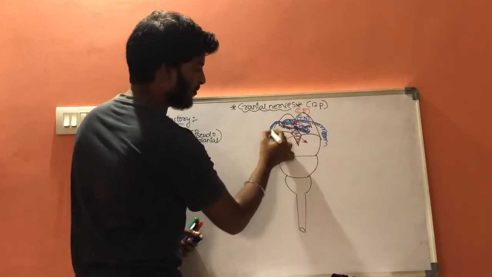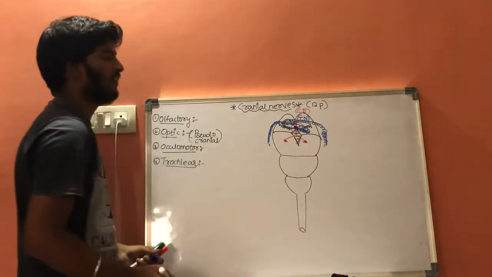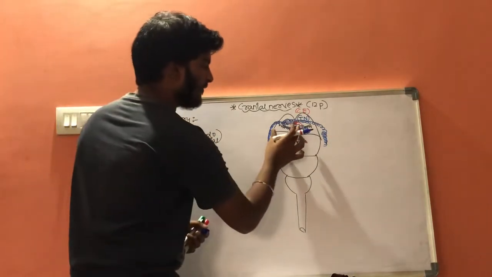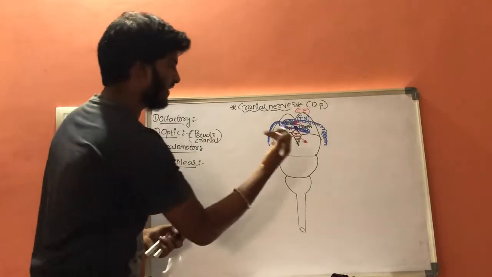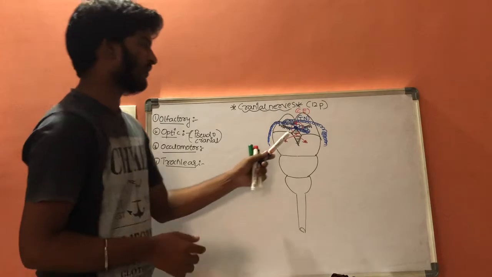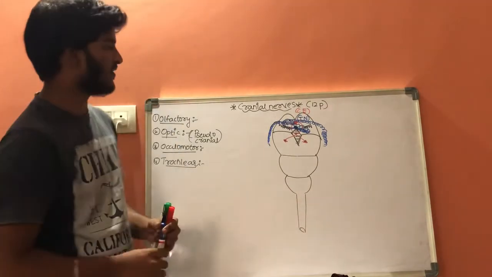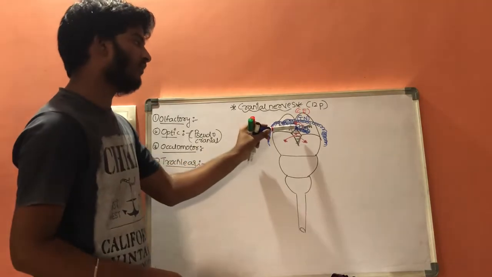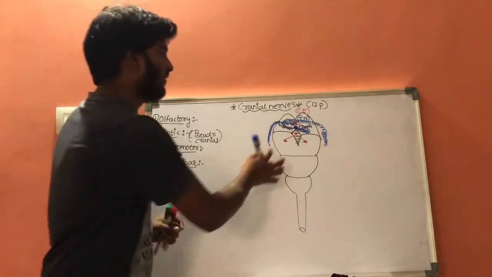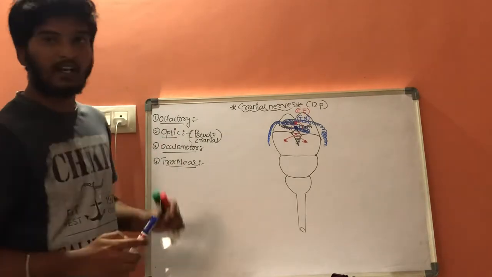From this side it will be moving, and from this side it will be moving, so that they come from the posterior side of the midbrain to the anterior side of the midbrain. That is the trochlear nerve, which arises from the midbrain, from the trochlear nucleus, just below this cerebral aqueduct.